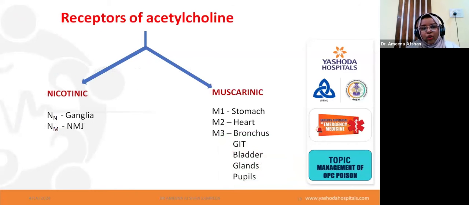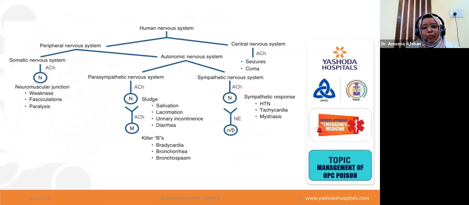Now, basically, as all of us know, there are two types of acetylcholine receptors, nicotinic and muscarinic at various areas. Nicotinic are mostly in the ganglion and neuromuscular junctions, whereas muscarinic receptors are in the stomach, heart, bronchus, GIT, bladder, glands, and pupils. So these are the places where the organophosphorus compounds act, and thereby we have the symptoms. Once they act at the neuromuscular junctions, mostly we have weakness, fasciculations, paralysis.